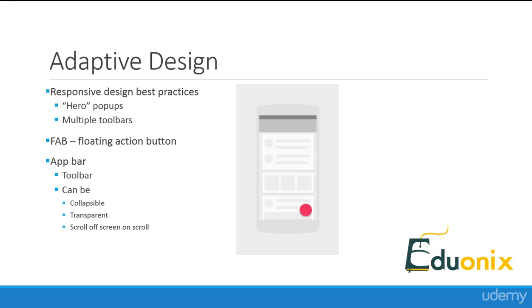Applications use responsive design best practices to ensure screens lay themselves out appropriately on any screen size and in any orientation. Detail screens are often presented as pop-ups that appear using hero transitions. In multi-pane layouts, the app can use multiple toolbars to place actions contextually next to their related content.